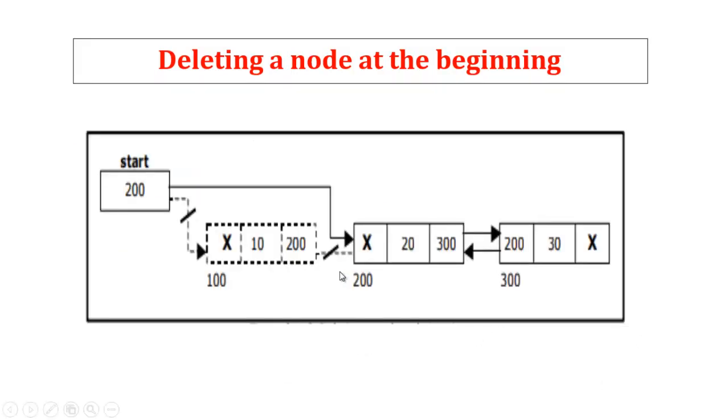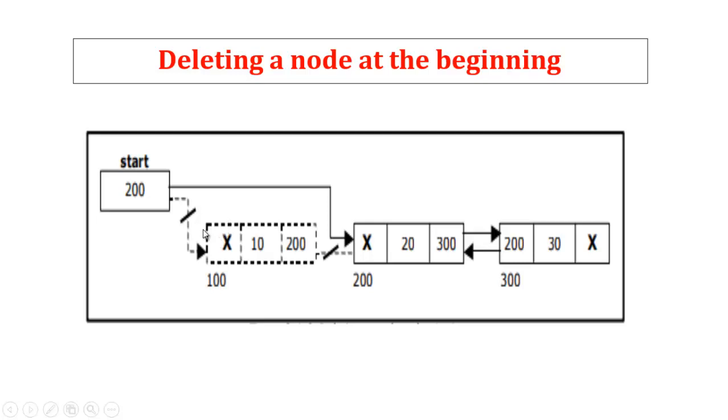Consider three nodes present in the given linked list. Node 1 address is 100, node 2 is 200, node 3 is 300. Each node has three fields: a data field, a previous field, and a next field. The previous field of the first node holds null, and the next field of the last node indicates null. This is the first node, this is the last node. They have two pointers, called the next pointer and the previous pointer. The head pointer points to the first node of the given linked list.